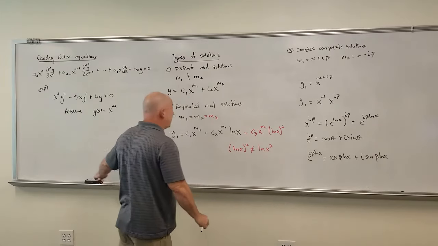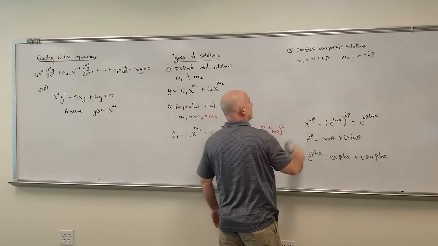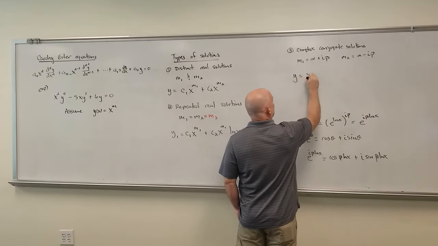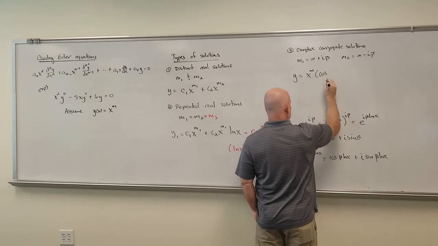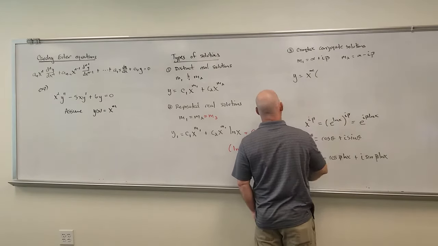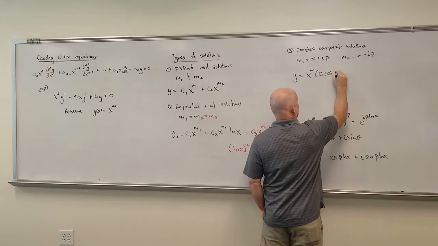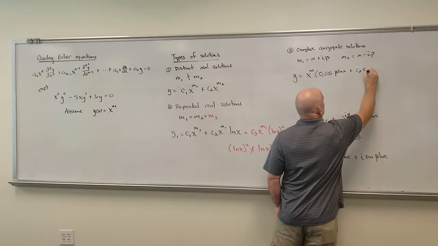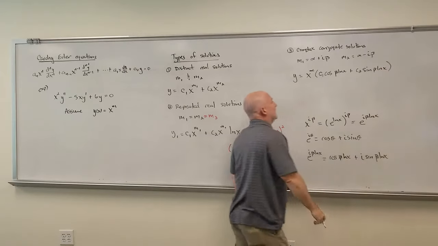So let's go back up here and just translate this into what we would expect. We saw constant coefficients. Our solution looks something like this: x to the alpha, and then we'd have, I forgot my c1, c1 cosine beta ln x plus c2 sine beta ln x.